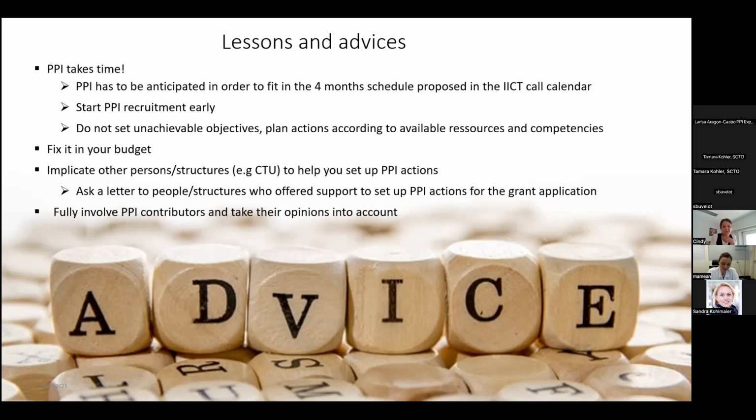Implicate other persons or structures such as CTU to help you set up PPI actions. Don't do it all alone. And don't forget to ask for a letter from people or structures who offered support to set up PPI actions for the grant application. And last but not least, really fully involve PPI contributors, talk at the same level, make them part of your research team and take their opinion into account.